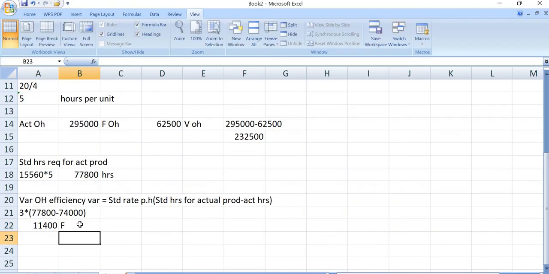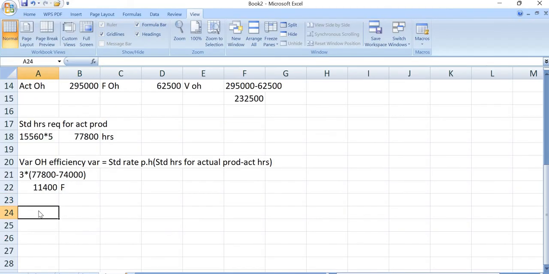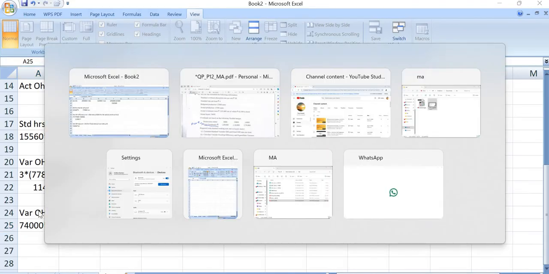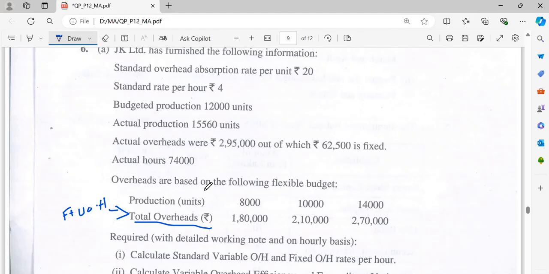So now coming to another variance, expenditure variance. So variable overhead expenditure variance. So here the formula should be actual hours. So if I'm taking actual hours, the difference should be in rupees, right? So standard rate per hour minus actual rate per hour. Here actual hours is 74,000. So 74,000 into standard rate per hour is 3 rupees minus actual rate per hour. So they have not given, we need to calculate.